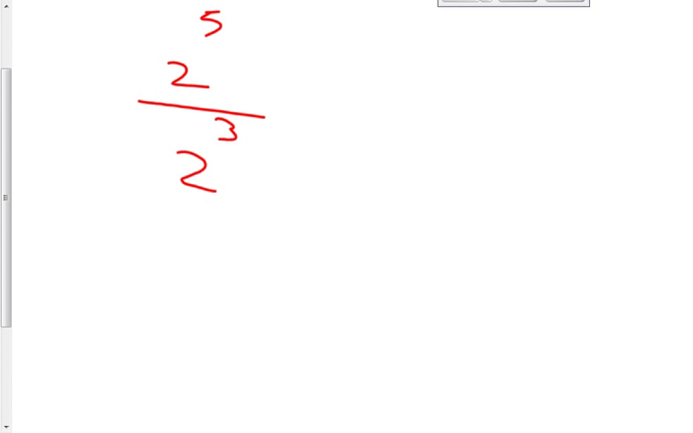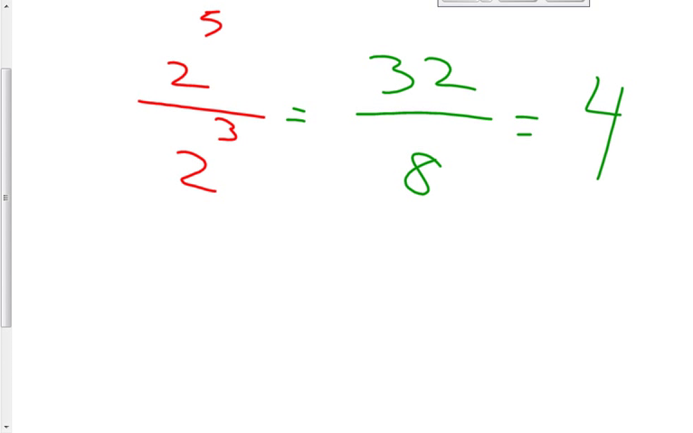Instinctively, you would say the numerator is 2 raised to the 5th, which is 32, divided by 2 raised to the 3rd, which is 8. And then we all know that 32 divided by 8 is the number 4. So instinctively, I'm sure this is probably how you would do it.